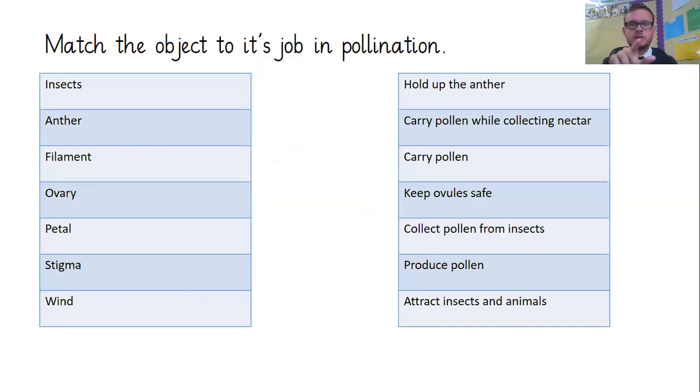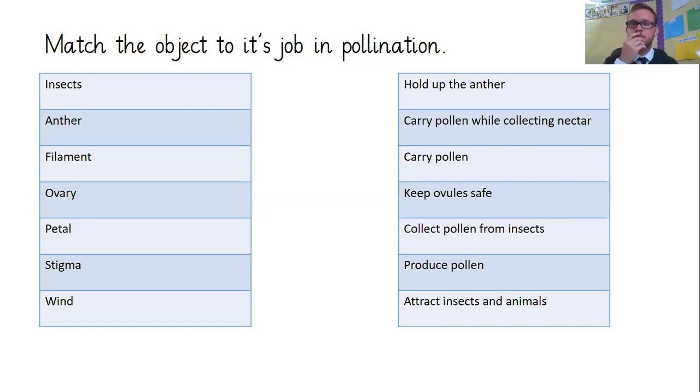So let's do these together. So the insects, what is their job? Well, they carry pollen while collecting nectar. The anther, what does that do? That's right. The anther produces the pollen. The filament holds up the anther, well done. The ovary keeps the ovules safe. The petal, we've done that one several times, haven't we? The petal attracts the insects and the animals.